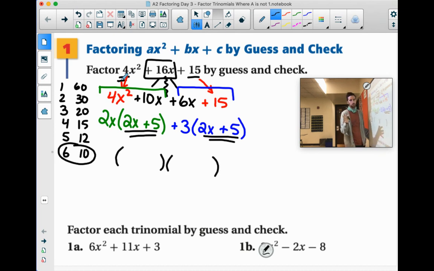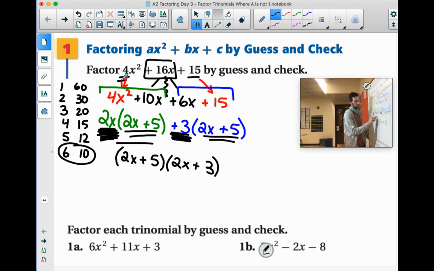So when we go to write our final answer here, in one of the sets of parentheses, and it doesn't matter which one, you put what they share in parentheses. They both had the 2x plus 5 in parentheses. And the other set of parentheses, you're going to put the greatest common factors that we took out, the 2x plus 3.